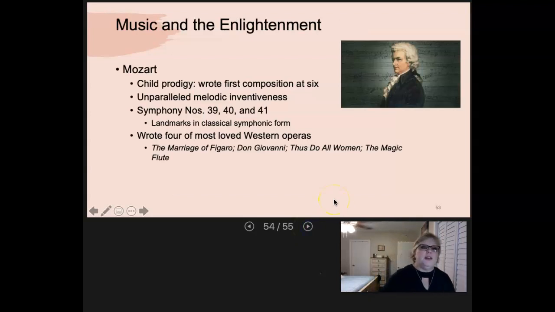Mozart, another famous composer, was a child prodigy. He wrote his first composition at six. He had unparalleled melodic inventiveness. He wrote symphonies number 39, 40, and 41, which are considered landmarks in classical symphonic form. He wrote four of the most loved Western operas, The Marriage of Figaro, Don Giovanni, Thus Do All Women, and a really famous one, The Magic Flute.